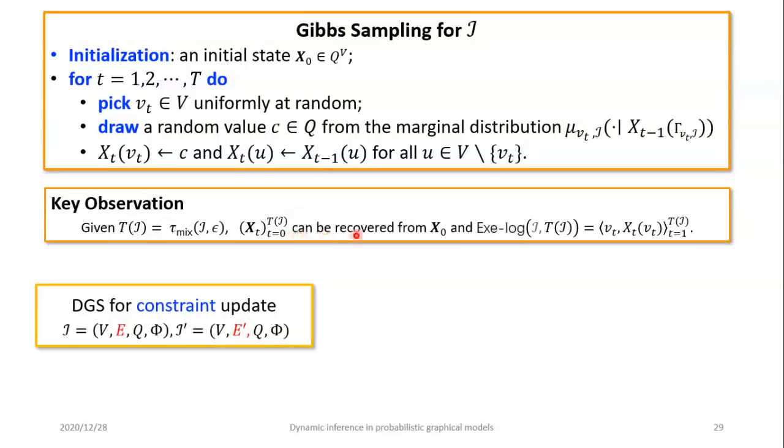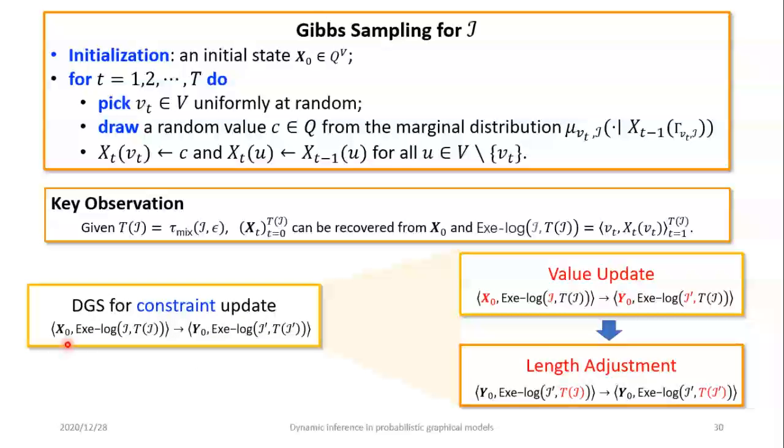The Markov chain of Gibbs sampling can be recovered from x_0 and the execution log, which only records v_t and x_t for each step. Therefore, the dynamic Gibbs sampling for constraint update can be realized by updating the initial state and the execution log of the current instance to that of the new instance. Note that the mixing time of the current instance may be different from that of the new instance. Thus, the dynamic Gibbs sampling algorithm first updates the value of v_t in each step, and then adjusts the length of the execution log.